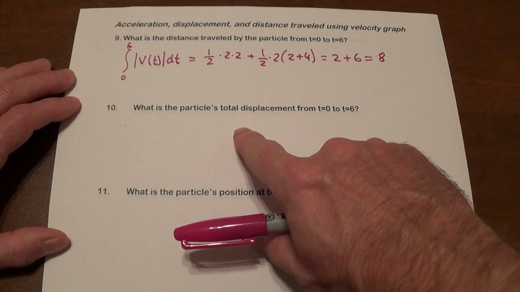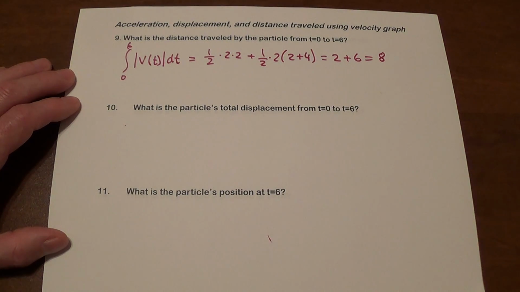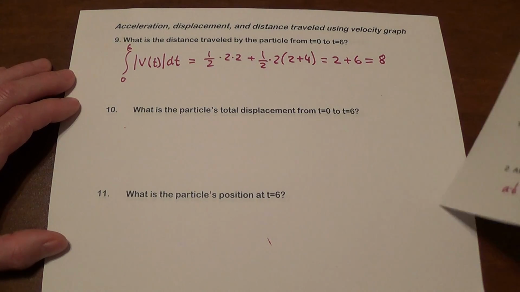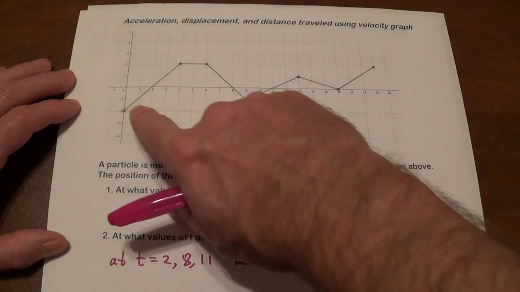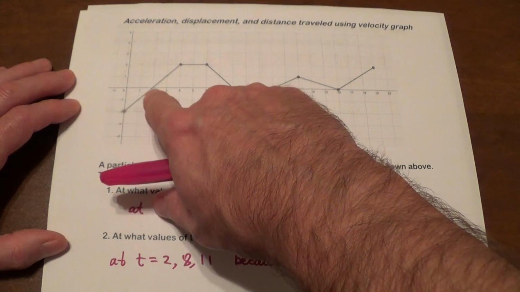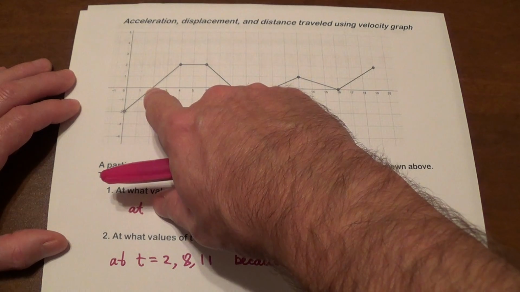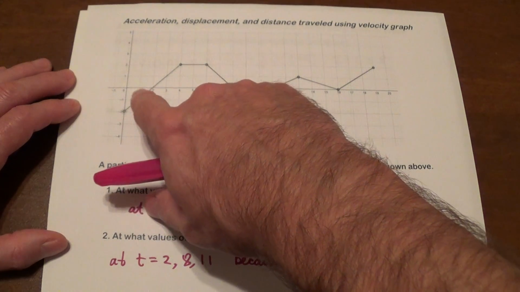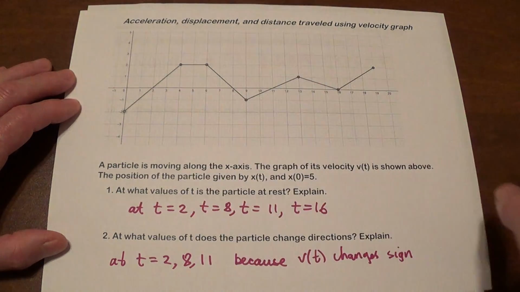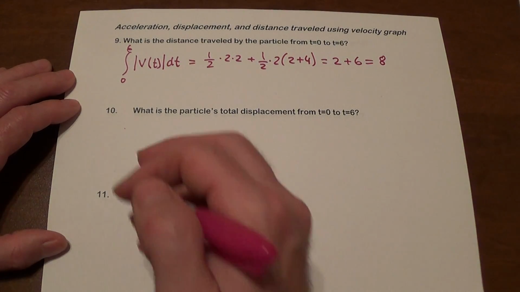What is the particle's total displacement from 0 to 6? This is where sometimes confusion happens. Sometimes students get confused between the distance and displacement. So displacement, let's take a look at the graph again. The particle is moving to the left from 0 to 2. Then it comes to a stop and then it starts moving to the right. So however far it went to the left, moving to the right is going to start canceling that. This is where you find the integral of the velocity, not the absolute value of velocity.